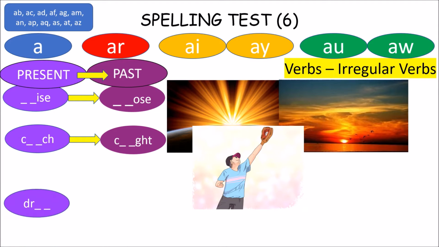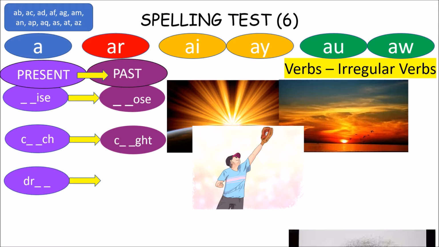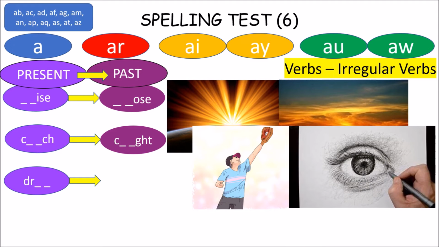The third one is draw, A as in draw. The artist is drawing. He's sketching a portrait. The past tense of draw is drew. The sound of EW will be discussed in part 2 of vowel digraph, the word drew.